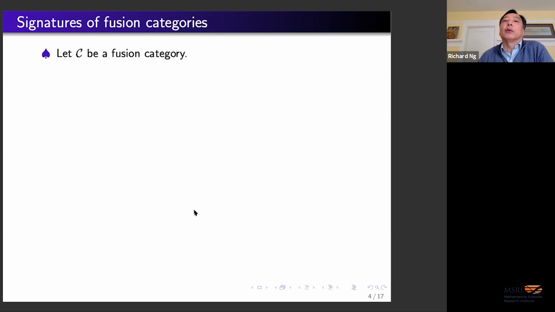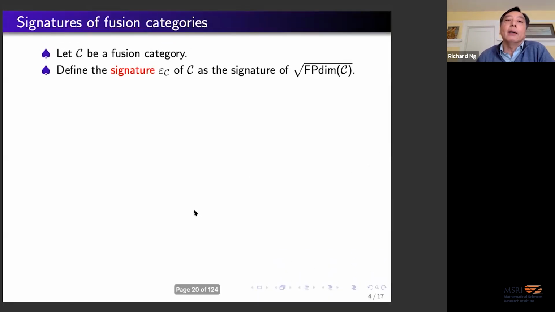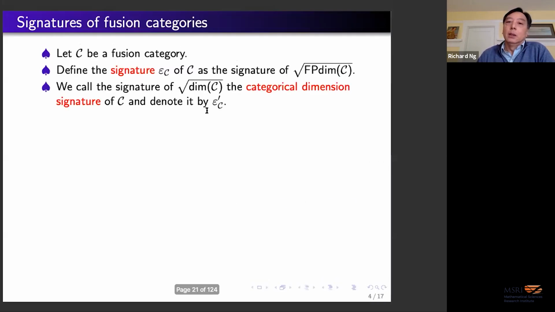So let C be a fusion category, and the signature epsilon C of C is simply the signature of the square root of the Frobenius-Perron dimension of C. So this one is well defined. Remember, it's a function of the absolute Galois group. Then you can do it for the categorical dimension too. Both of them I still call signature. One I call epsilon C, the other one is called epsilon prime C.